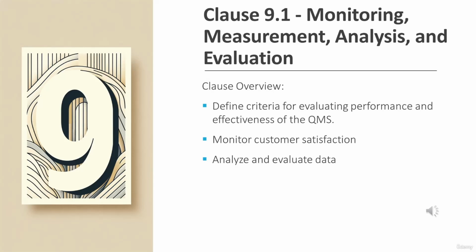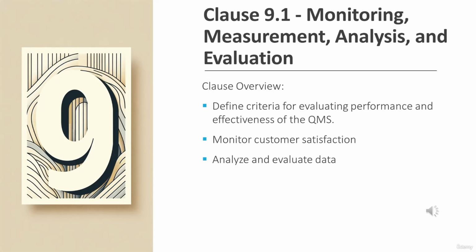continual improvement. In clause number 9, we have three sub clauses. 9.1, which we will be covering here, is monitoring, measuring, analyzing and evaluating. And then 9.2 will be internal audits, and 9.3 will be management review, which we will talk about later on. Let's focus on 9.1. So here is clause 9.1, monitoring, measuring, analyzing and evaluating. In this clause, there are three sub clauses. 9.1.1, which is a general clause. Then 9.1.2 is related to customer satisfaction, monitoring customer satisfaction, and 9.1.3 is analyzing and evaluating data.